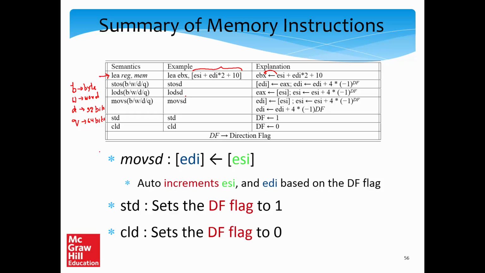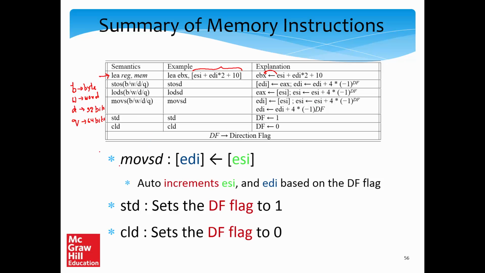LODS has the same format as STOS. We used LODSD, and because it's a 32-bit ISA; LODSQ could have been used if it's a 64-bit ISA. Here, this is the reverse of STOSD. The source address in memory is stored in ESI. We read the contents of that, store it in EAX, then we augment ESI. We can either add 4 to ESI or subtract 4 depending upon the value of the DF bit. If the DF bit is 0, we add 4.